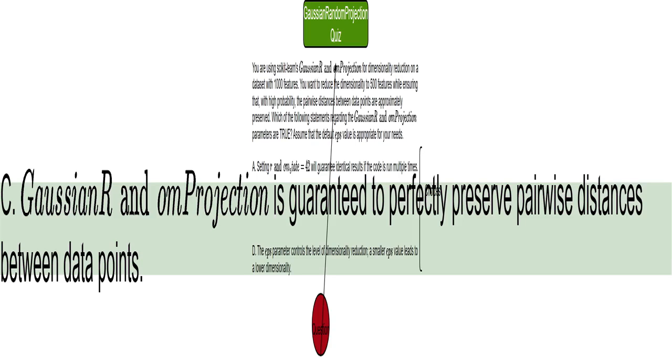This statement tests my understanding of how well GaussianRandomProjection preserves distances. It's crucial to remember that GaussianRandomProjection is an approximate method. It doesn't guarantee perfect preservation of distances. That's not how it works. It aims for approximate preservation.